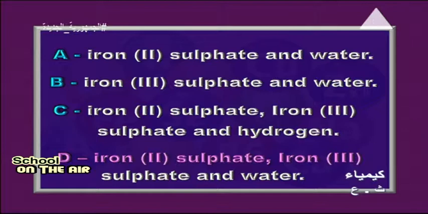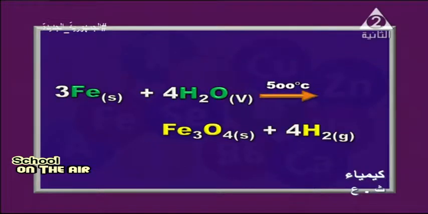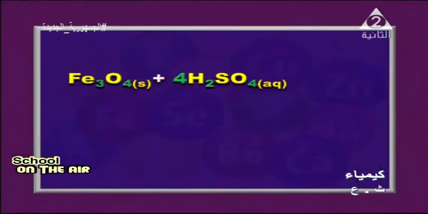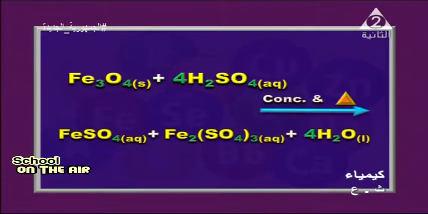The right answer here will be iron 2 sulfate and iron 3 sulfate and water, as a reaction between magnetic iron oxide and the hot concentrated sulfuric acid. Here, iron reacts with water vapor at 500 degrees, gives the magnetic iron oxide and releasing hydrogen gas. Then magnetic iron oxide reacts with sulfuric acid, concentrated and heat. It gives iron 2 sulfate and iron 3 sulfate and water.